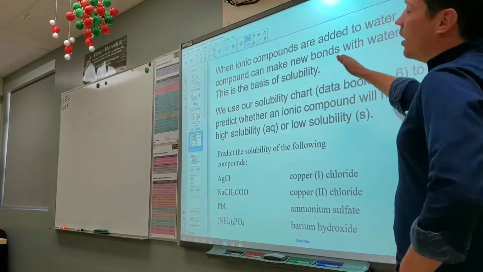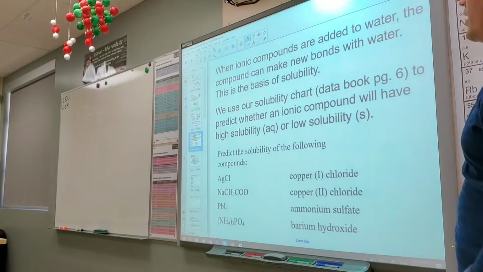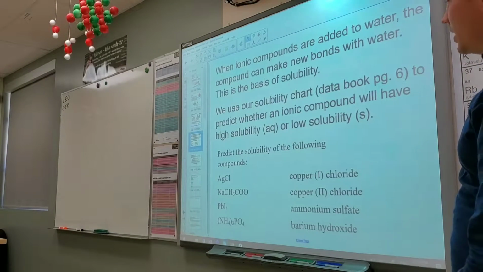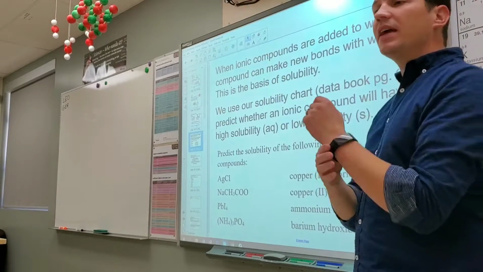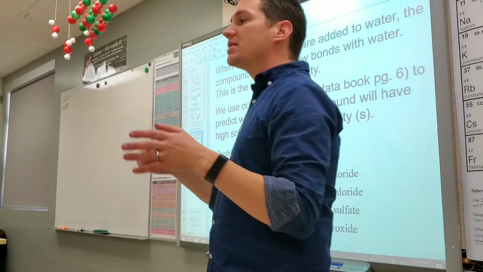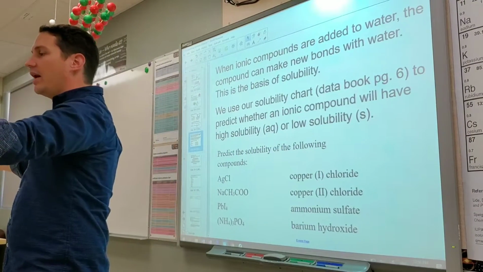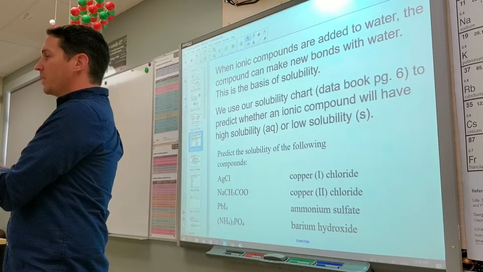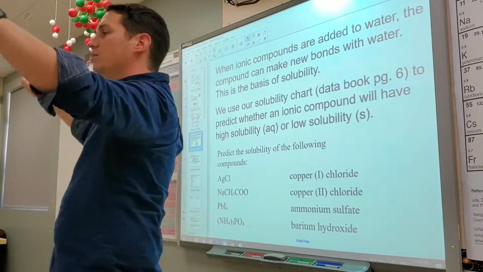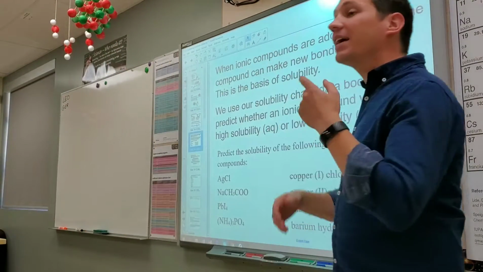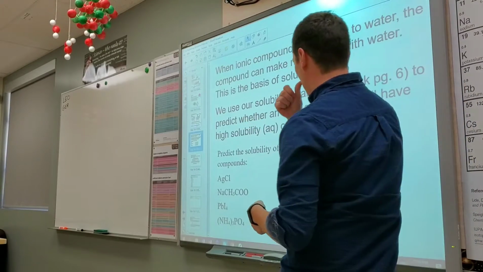So, when ionic compounds are added to water, the compound can make new bonds with water. This is the basis of solubility. If something is soluble in water, that means it forms stronger bonds with the water molecules than it does with itself. It's the attraction between the ions versus the attraction with the water. And so if it is soluble, it'll break up and turn into those ions.